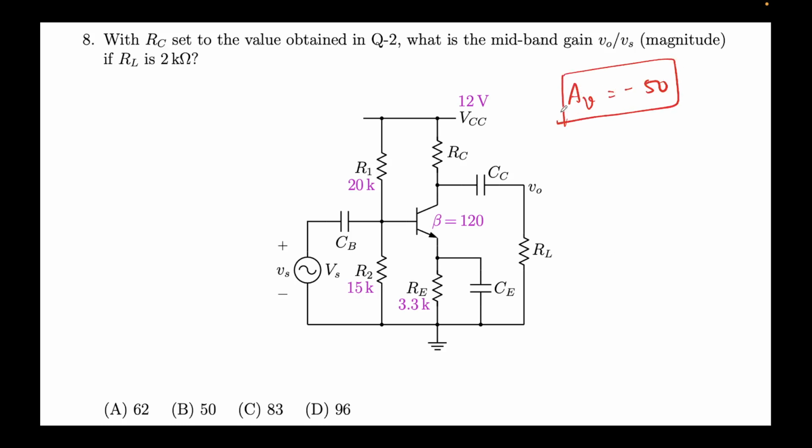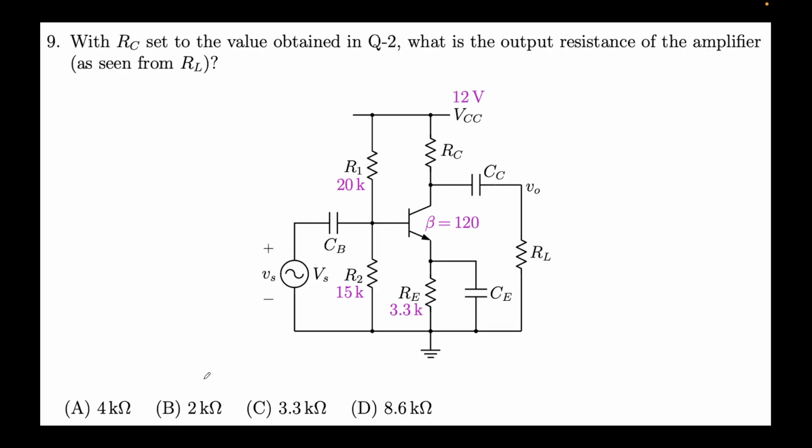As I told you, the importance of the negative sign is that the output voltage is 180 degrees out of phase with the input voltage. That means when the input voltage has a positive half cycle, the output voltage has a negative half cycle, and the magnitude in this case is 50. We are required to find the magnitude, so mod AV is coming out to be 50, which happens to be option B. This is just an extension of the previous problem, nothing new to add.